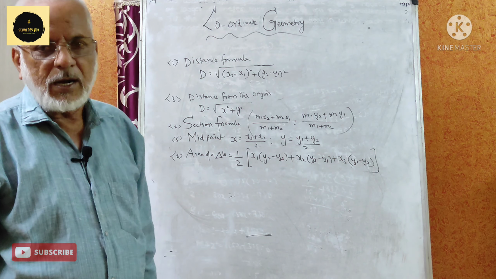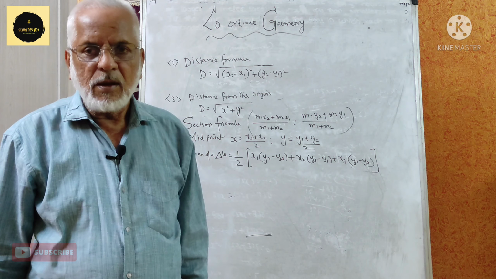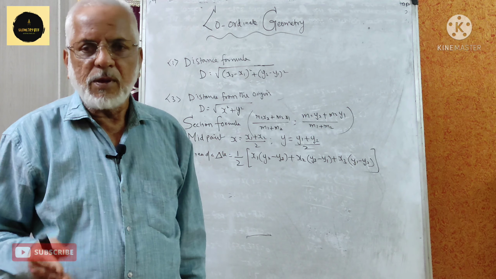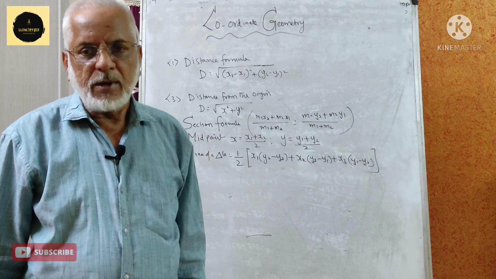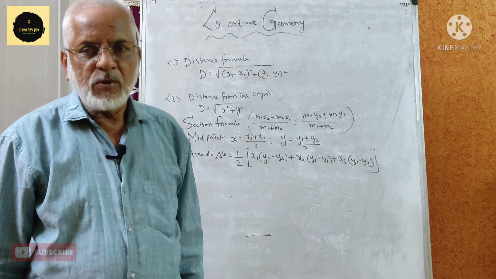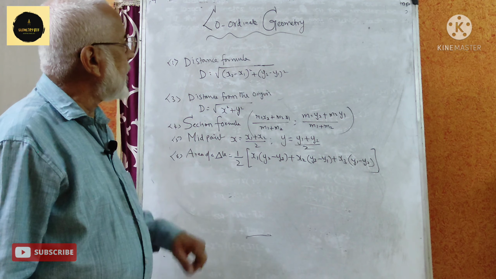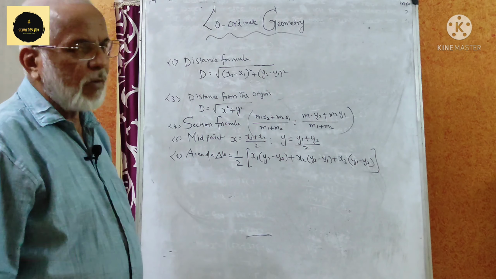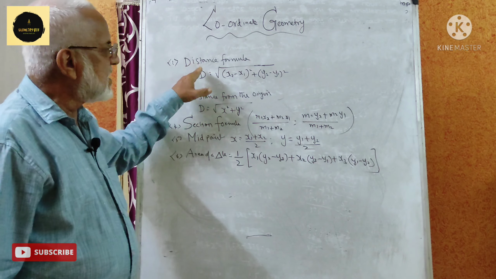Last time we studied a pair of linear equations in two variables, where we studied two methods: one is the graph method, another is the algebra method. Now we have finished that. Now we come to the next chapter, that is coordinate geometry. In coordinate geometry, first of all I want to explain in detail the distance formula.